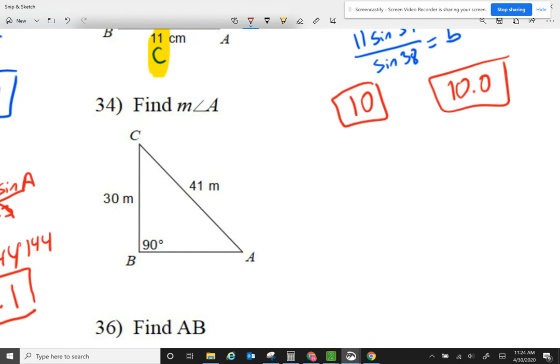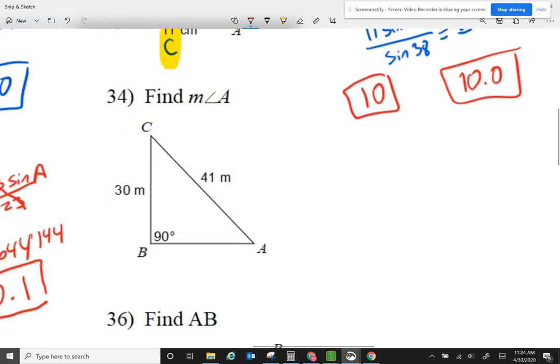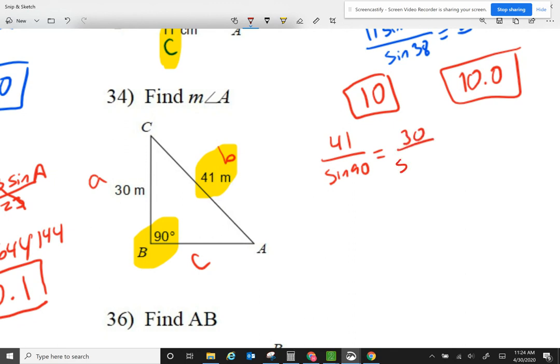Okay, so here I notice I'm going to label my sides. This is little side A, this is little B, and this is little C. And I notice I have side B and I have angle B. Law of sines. I'm going to use the law of sines. I'm going to say that 41 over sine of 90 is equal to 30 over sine of A.